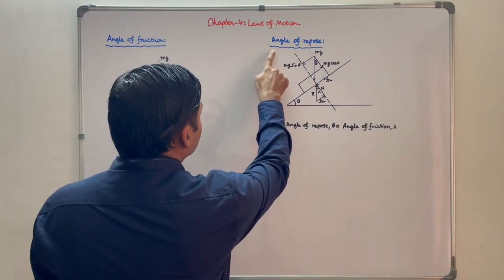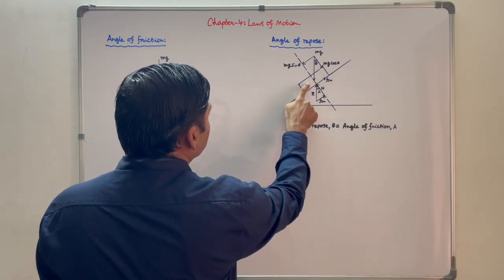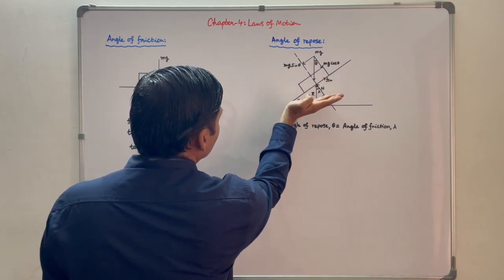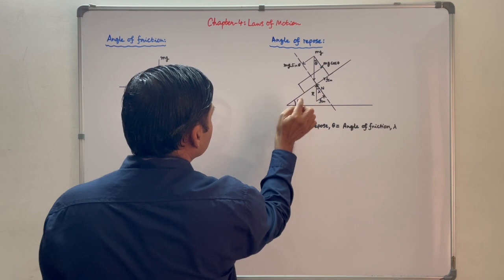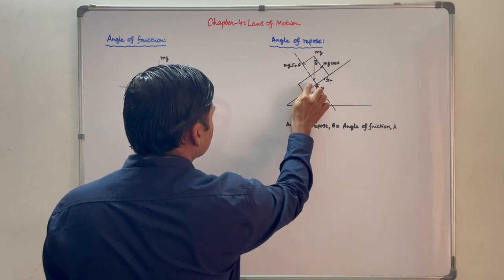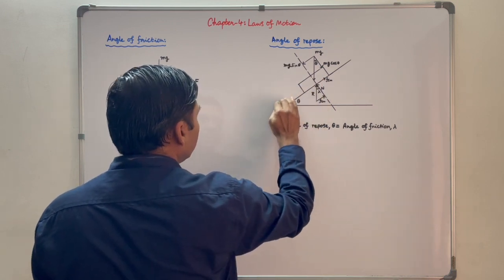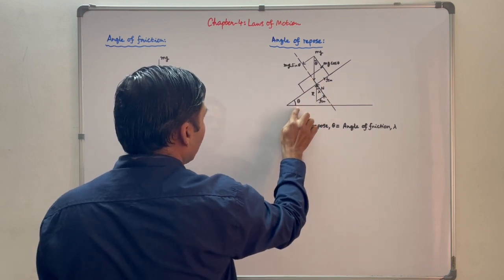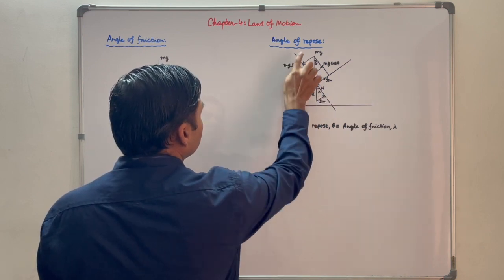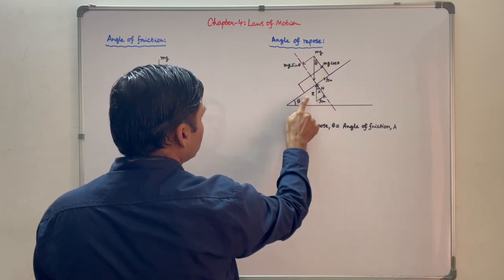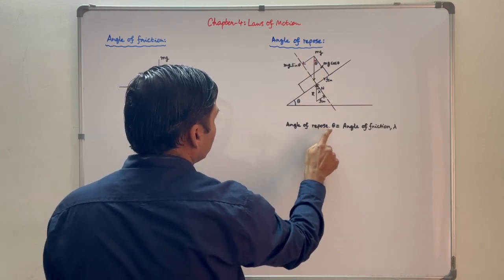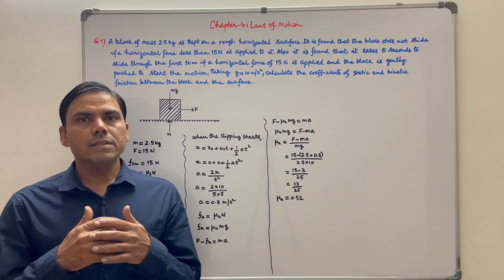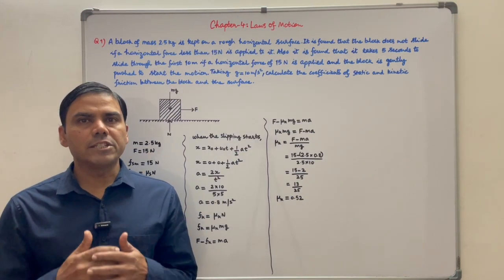Angle of repose. Suppose an object is kept on an inclined plane whose angle of inclination is slowly increased. At certain angle θ, this object will start sliding down the plane due to its own weight. That angle of inclination of the plane is called as angle of repose. From this figure, it is clear that angle of repose θ is equal to angle of friction λ. Now let us see some questions based on friction.